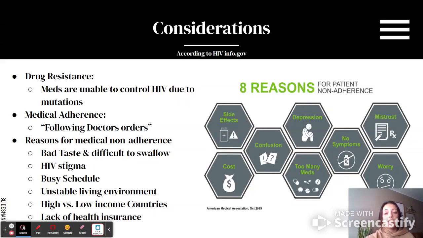In some cases, medical non-adherence may be out of the child's hands. Children who have an unstable living environment may not have access to receiving daily medications or medication in general due to lack of health insurance. That goes back to medical non-adherence. Parents with busy schedules may have a hard time getting their child the daily medications that they need.